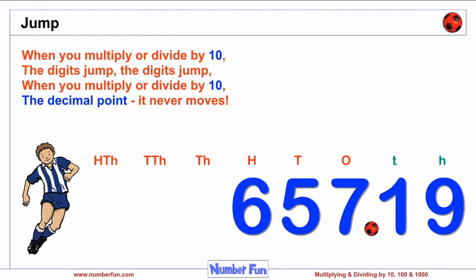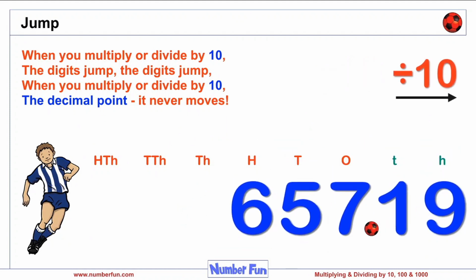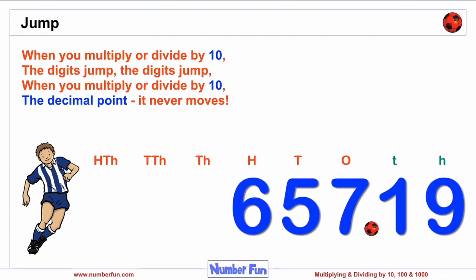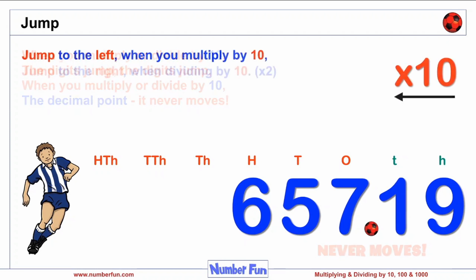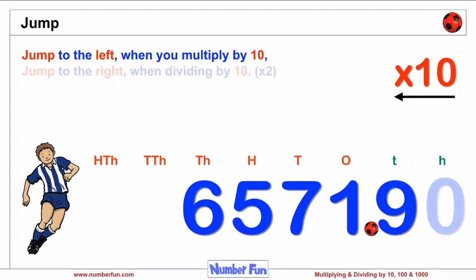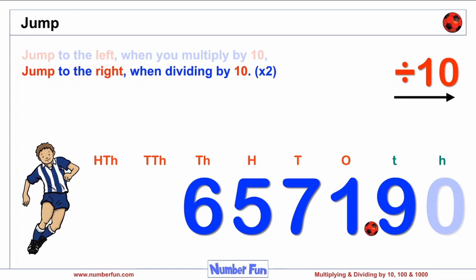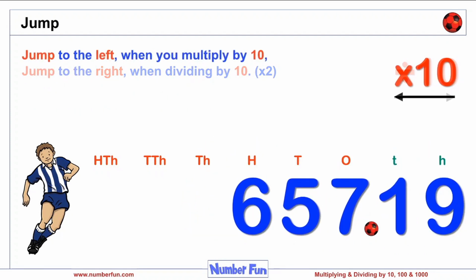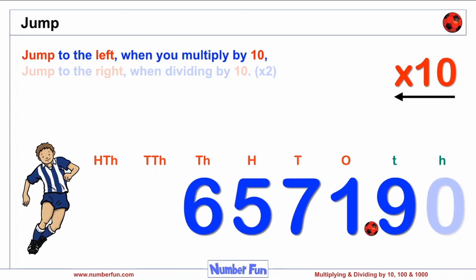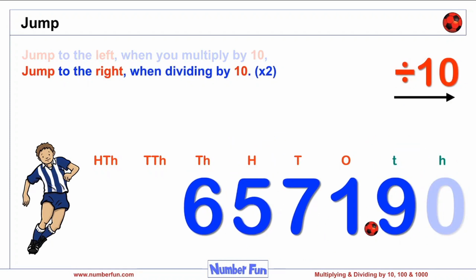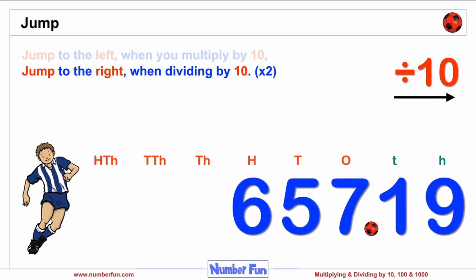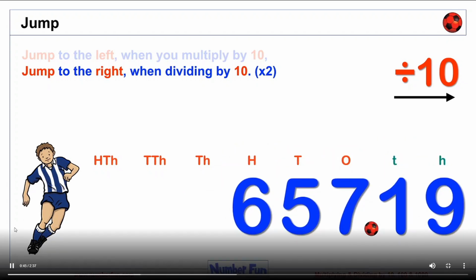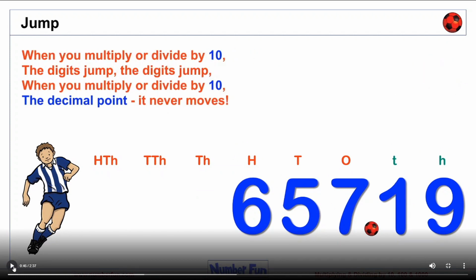When you multiply or divide by 10, the digits jump. When you multiply or divide by 10, the decimal point never moves. Jump to the left when you multiply by 10. Jump to the right when dividing by 10. I said you jump to the left when you multiply by 10. Jump to the right when dividing by 10.